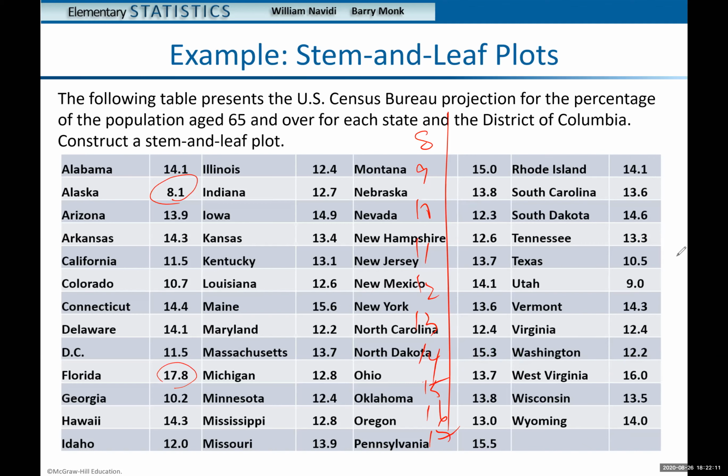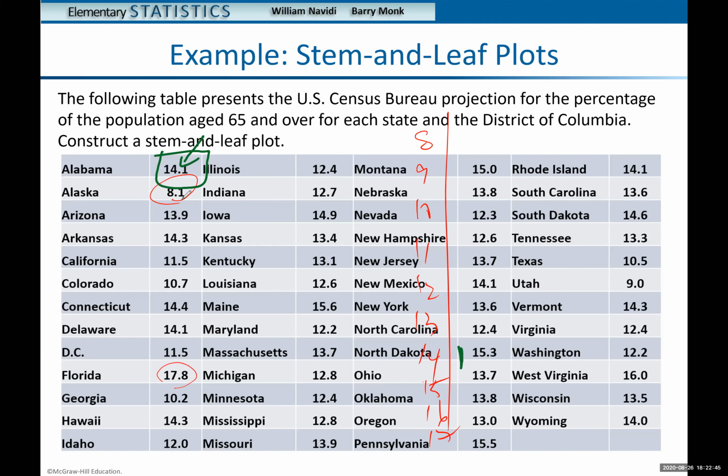the lowest number is 8.1, the highest is 17.8, right? So that's going to be your stem. Your stems go from 8 up to 17: 8, 9, 10, 11, 12, 13, 14, 15, 16, 17, okay? Next, you're going to tally all the leaves of each state here. So let's say the first one, 14.1. The leaf is 1, so look for 14 and write 1 here.